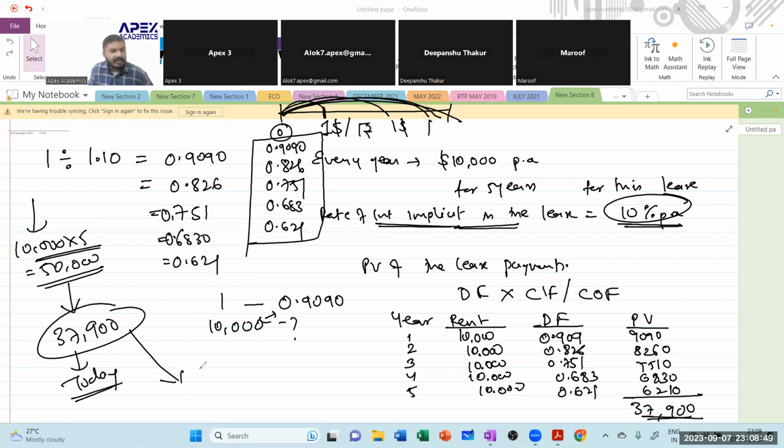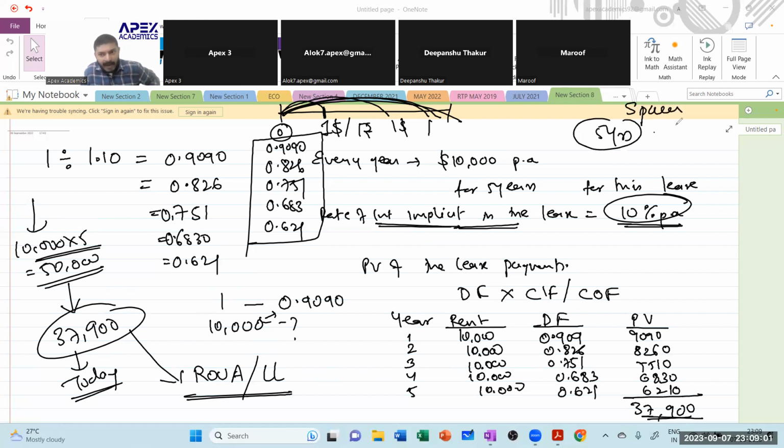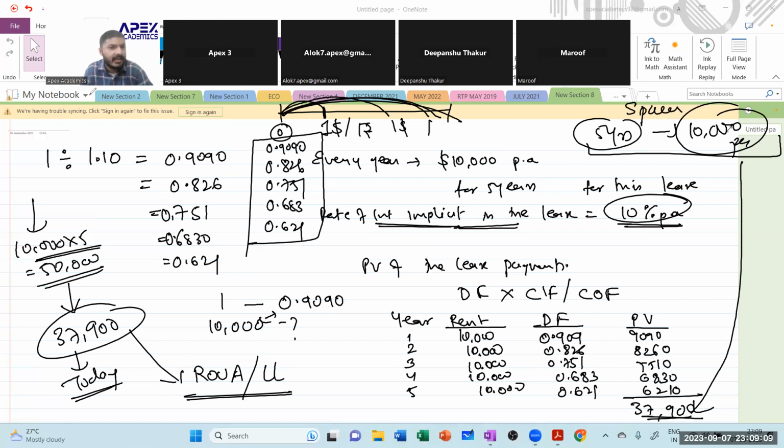And this 37,900 is recognized as a right of use asset and correspondingly as a lease liability. Because you are essentially purchasing the right to use this space for 5 years by paying 10,000 per annum, and the present value of 10,000 per annum paid for 5 years is 37,900 today.